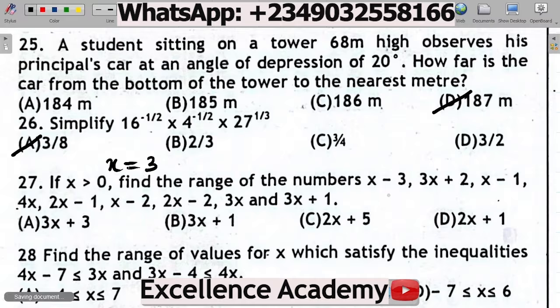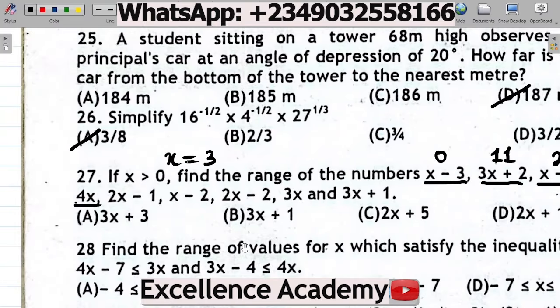All right. So when you have this first term here, x minus 3 becomes 3 minus 3. That gives you 0. Again, here you have 3x plus 2. We've said x should be 3. So 3x becomes 3 times 3 plus 2. 3 times 3 is 9. 9 plus 2 is 11. So this value is 11. That's if x is equal to 3. Come to this, x minus 1 becomes 3 minus 1, which is 2. 4x here becomes 4 times 3, which gives you 12. So this value is 12.